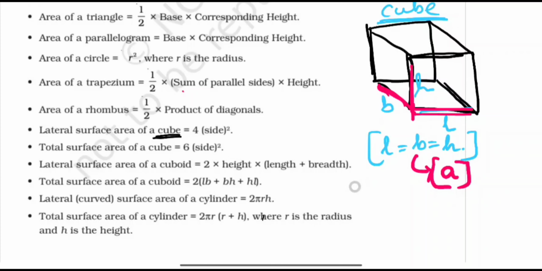Lateral means except the roof and the base, how many surfaces are we left with? We are left with 4 surfaces. So one of the surfaces has an area of A square, so 4 surfaces will have an area of 4A square.